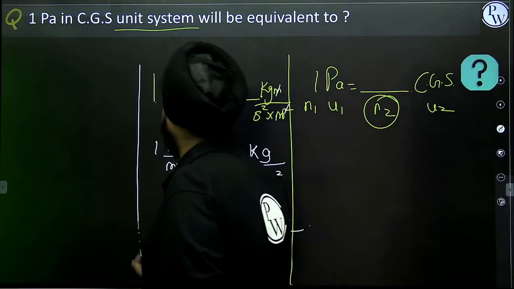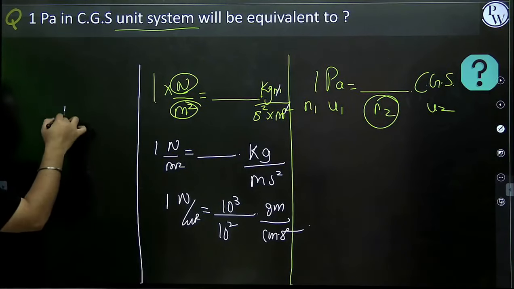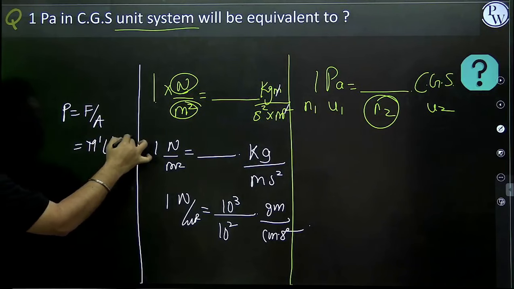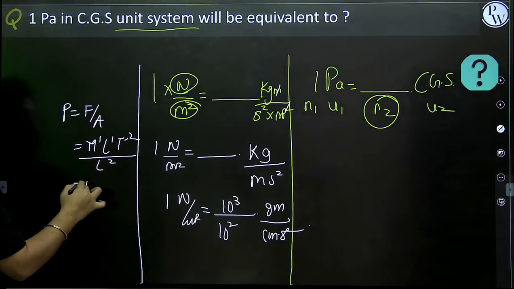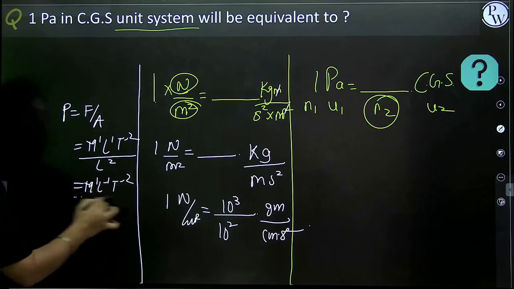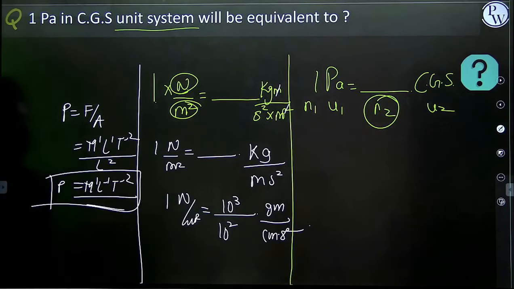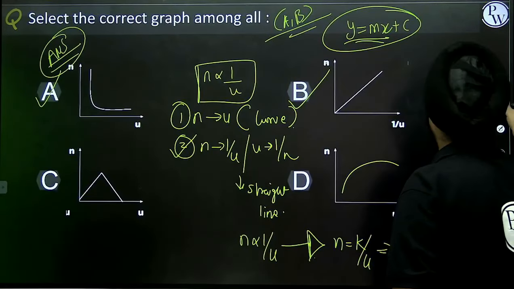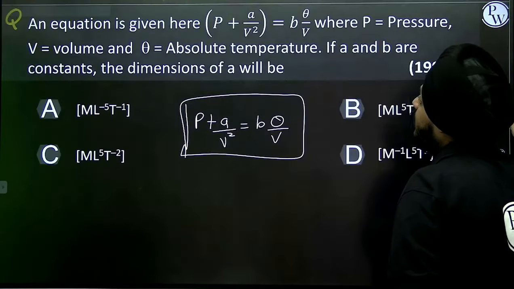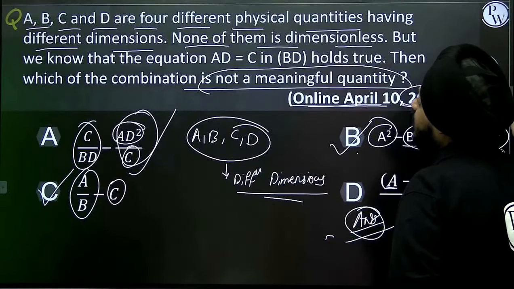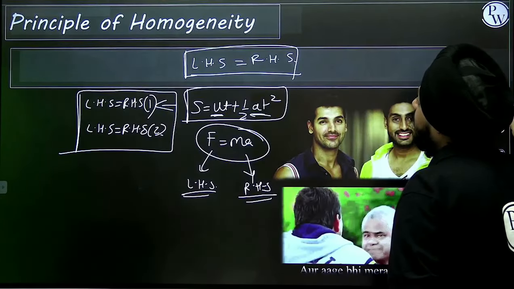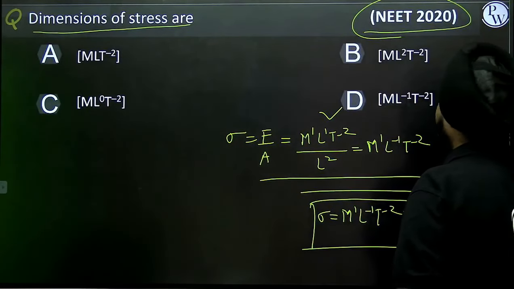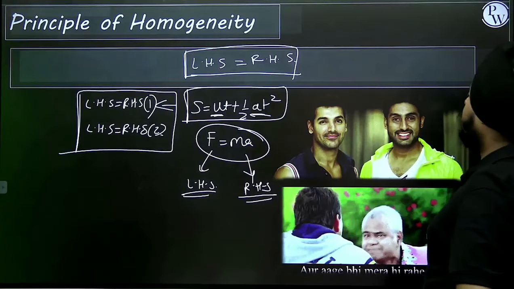Kg per meter second square. This is the dimensional formula of pressure. Pressure is equal to force per unit area. Force is M1 L1 T minus 2 whole divided by L2, so this will be M1 L minus 1 T minus 2. This is the dimensional formula of pressure, and this is the dimensional formula of stress. We have seen this in the previous part of this session. M1 L minus 1 T minus 2.